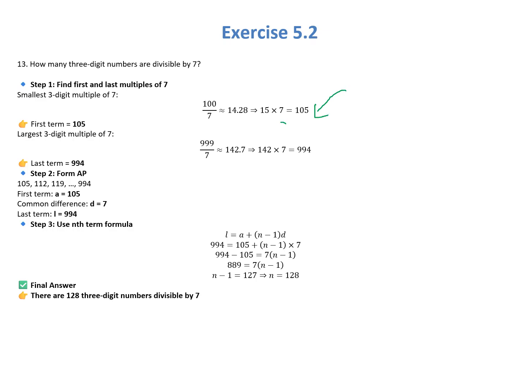So this helps us find the value of a here. So our a is equal to 105. Likewise, we have to find the largest three-digit multiple. So we'll take 999 divided by 7. When we solve it, we get 142 point something, so we have to round it down. So 142 into 7 is 994. So this is the largest three-digit number which is divisible by 7. So we have the last term, which is 994. So the first term is 105 and the last term is 994.